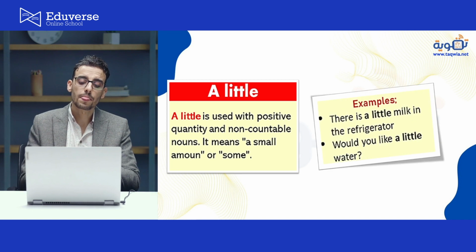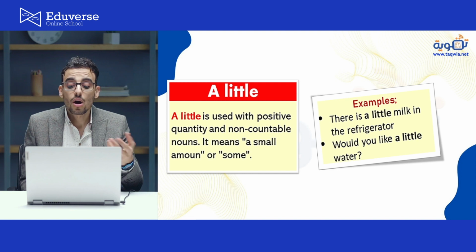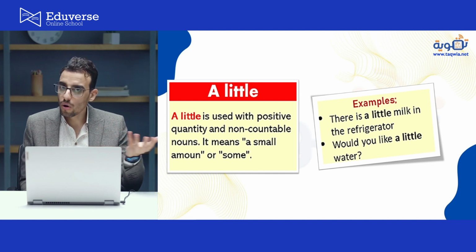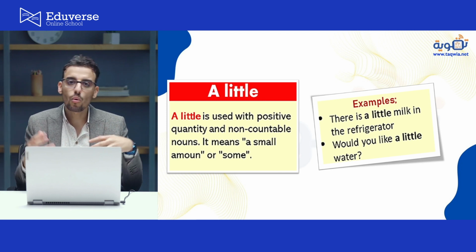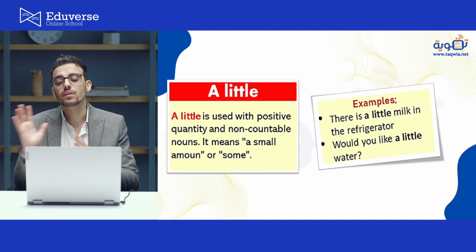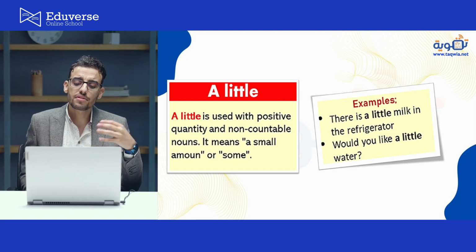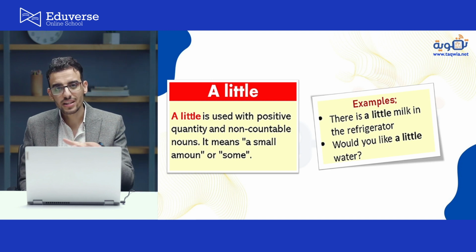Look at the example. There is a little milk in the refrigerator. Or, would you like a little water? Okay, as you can see here, milk, water. I cannot count them, so I used little. Don't say, there is a few milk. No, because you cannot count the milk.